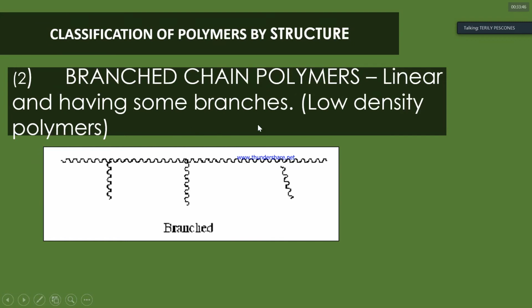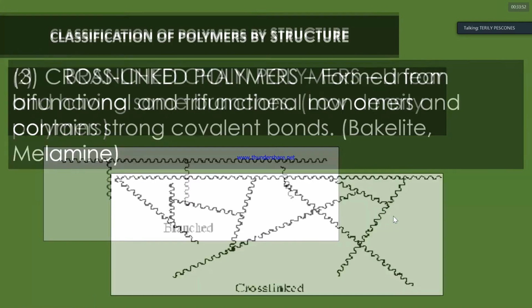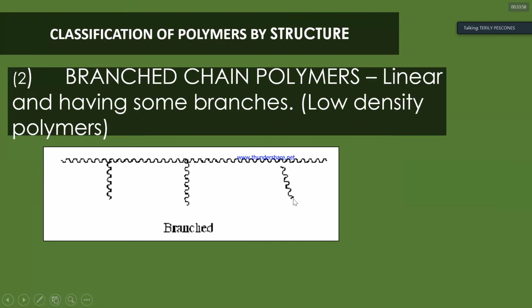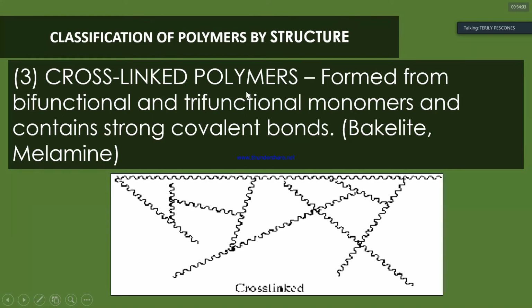Linear ones have some branches. Okay, these are considered the low density polymers. And then we have the cross-link. Okay, so it is more complicated compared to the branch chain polymers. So the cross-link polymers form from bifunctional and trifunctional monomers and contain strong covalent bonds.